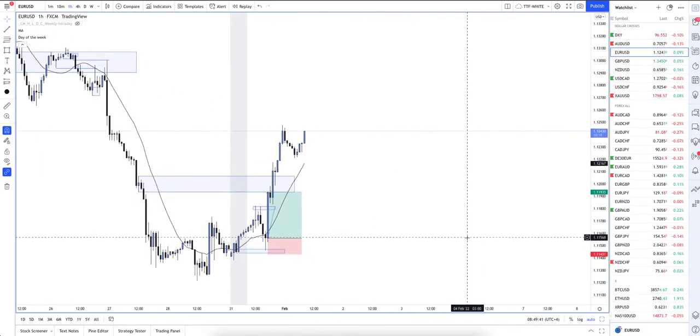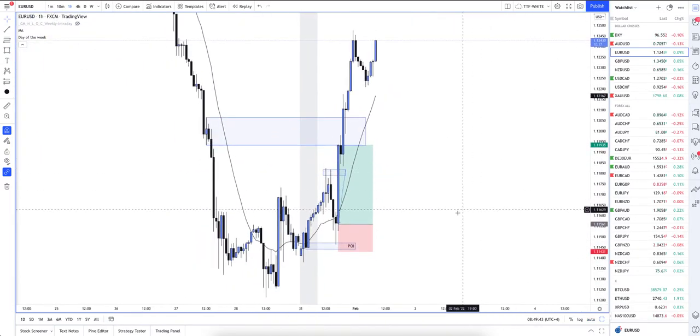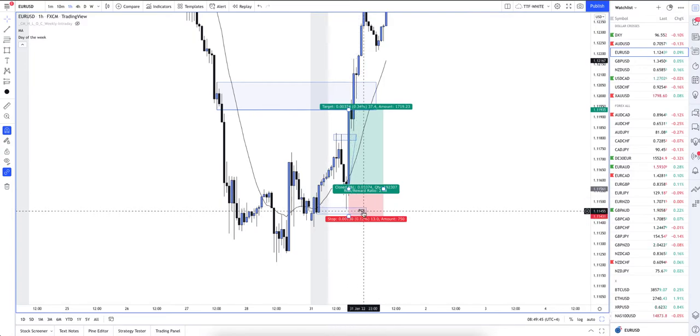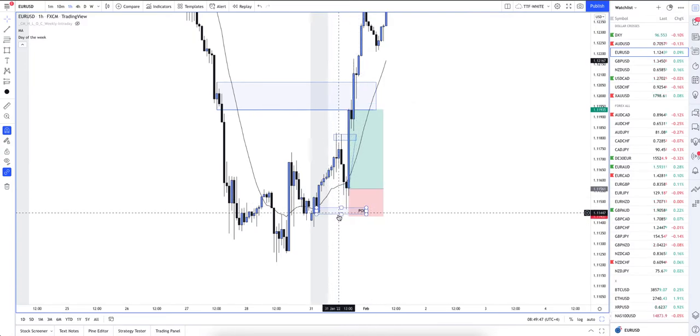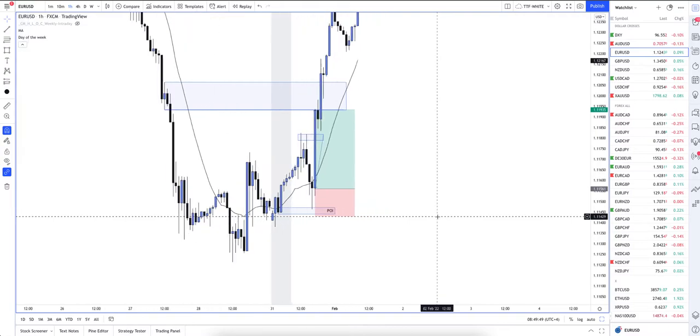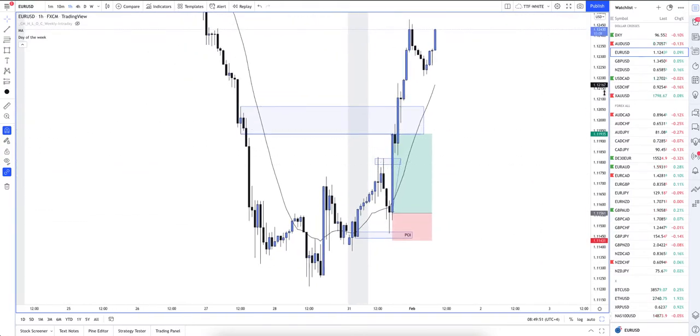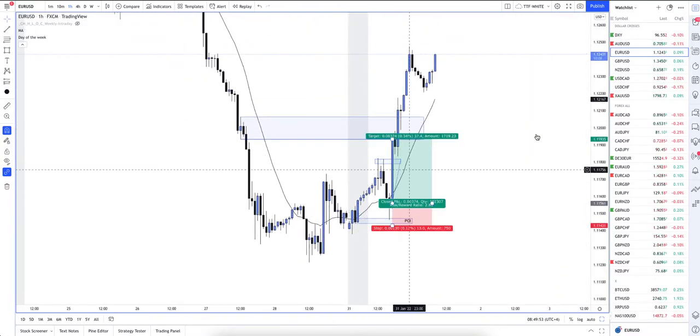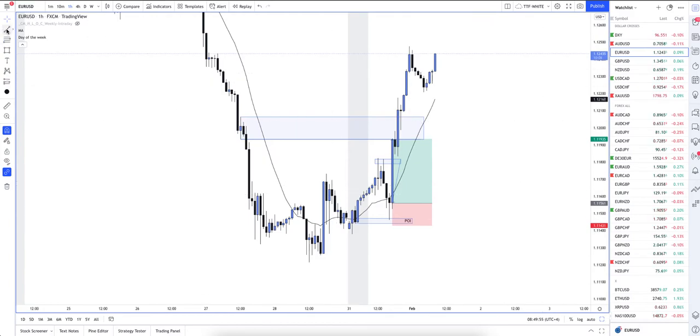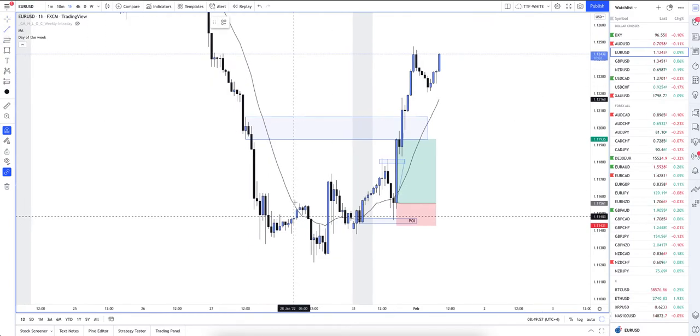So why did I place this position? You can see my point of interest here, and you can see that this is also potentially refined on the 10-minute time frame. So first of all, why was I looking for this? It's quite simple when you have a look back.